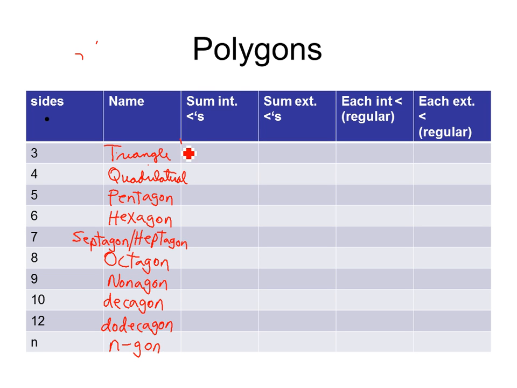All right, the next one, sum of the interior angles. We'll list all these out, maybe it'll make it a little easier. If you're looking for the sum of the interior angles, well, you already know the interior angles of a triangle add up to be how much? 180. So you can write that one in.